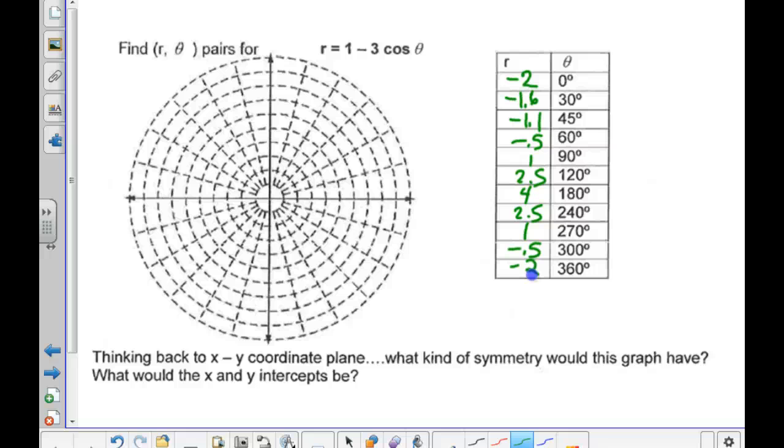Just watch. Turn from here 0, so I'm facing this way, but I back up 2, right? Are we okay with where I'm starting? Go around 30 degrees, which is 2 of these, back up 1.6, 1.5, and connect this with a smooth curve. This is go around 45 degrees, back up 1.1, connect with a smooth curve. 60 degrees is to this one, back up half a unit, which is here, connect with a smooth curve.